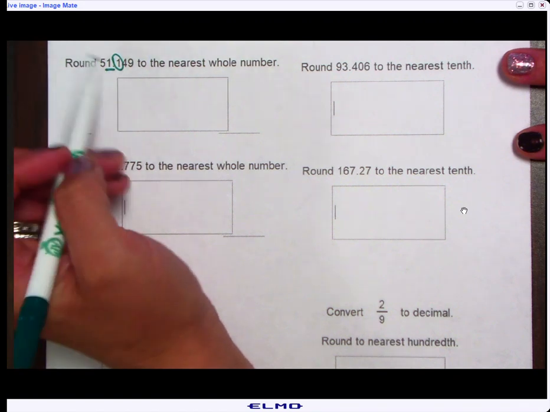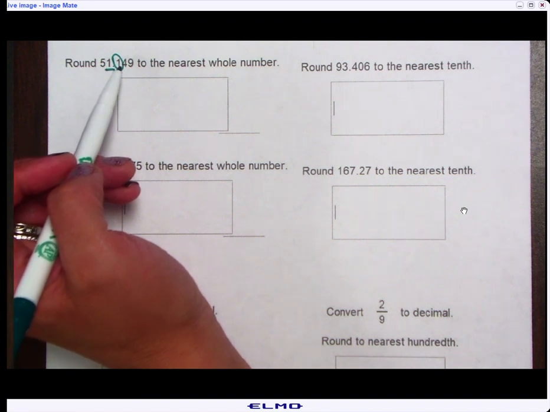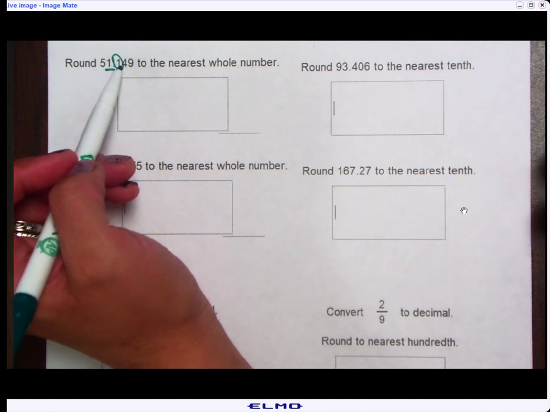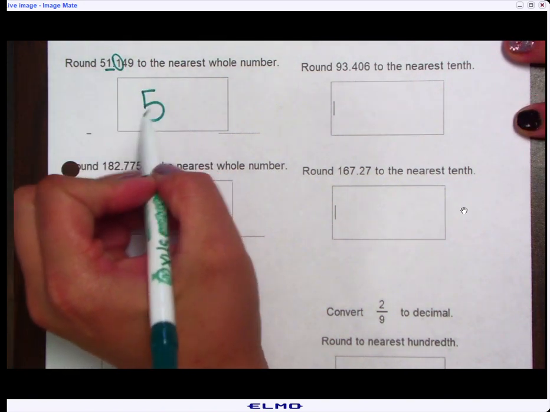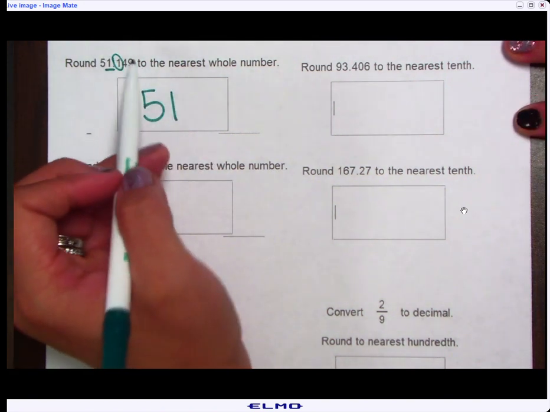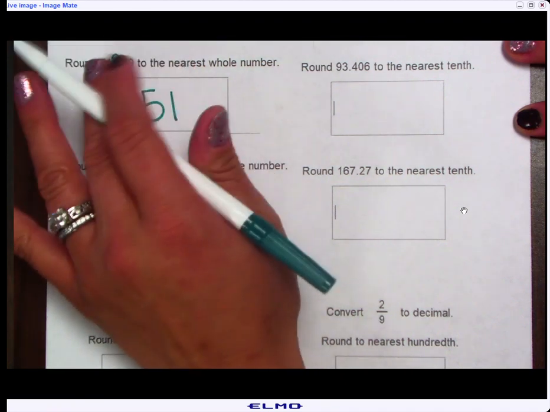So I look at it and say, oh, it's a 1. I know that if it's 5 or above, I give it a shove. 4 and below, and 1 is 4 or below, then I'm going to keep it down low. I'm just not going to do anything else. I'm not going to make this a 52. This is just going to be 51. And the rest of this stuff is gone. Goodbye. Once I've rounded it, I don't need all of the extra decimals.